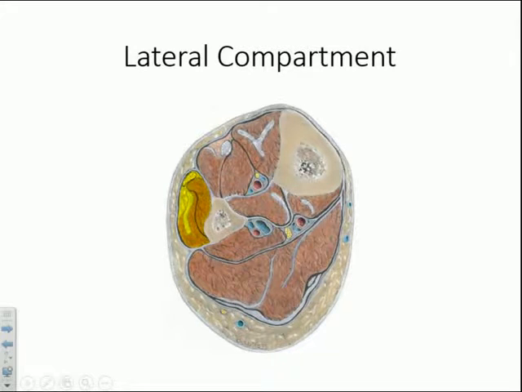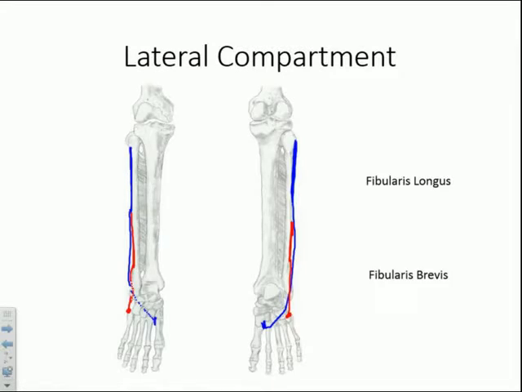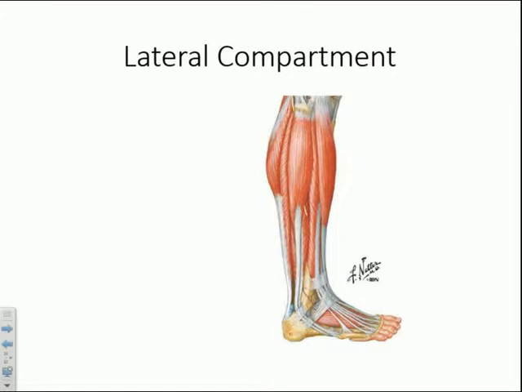We're going to talk about the two muscles found in the lateral compartment. First, we have the superficial fibularis longus, and then the deeper running fibularis brevis muscle. Netter's representation of the lateral compartment. This contains two muscles, both with fibularis in their name.